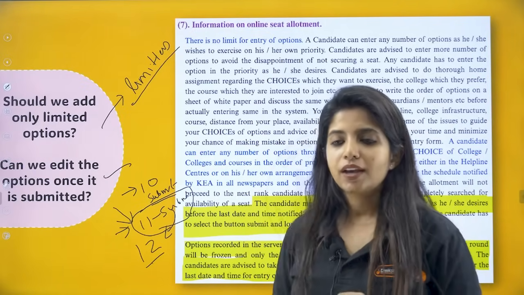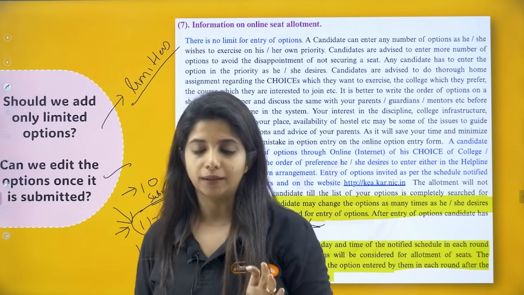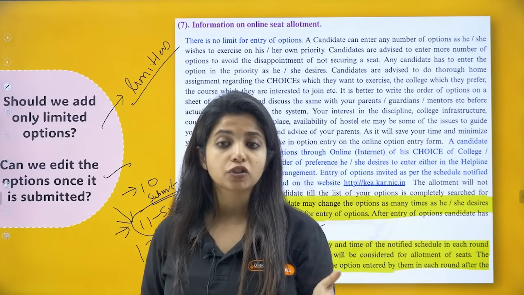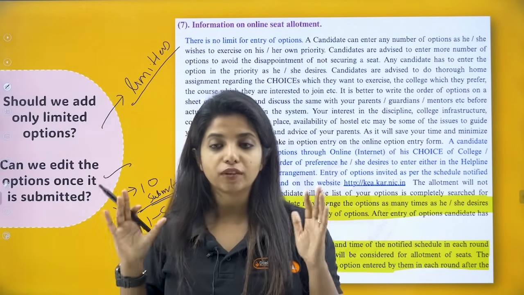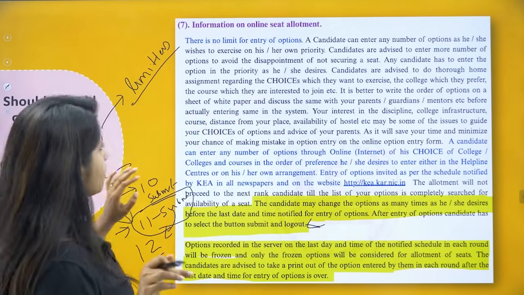So what do you have to do? Whenever you fill in the options, go through the options properly, then click on the submit button, okay, then only click on the submit button. On the last day, if you're making some changes, my dear children, make sure you're clicking on the submit button, because whatever you're writing up there will be stored, and on the basis of that only you will be allotted a college. So don't mess it up there.